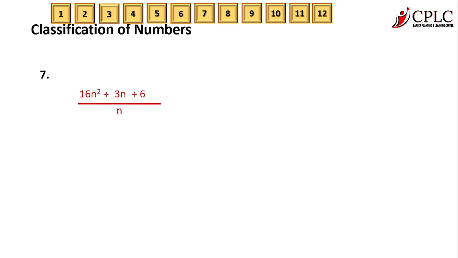So let's first simplify this expression, and for that we can simply divide all the numbers by n. So 16n square divided by n, you get 16n as the answer. Then 3n by n, you get 3 as the answer. And then 6 by n, you get obviously 6 by n as the answer.